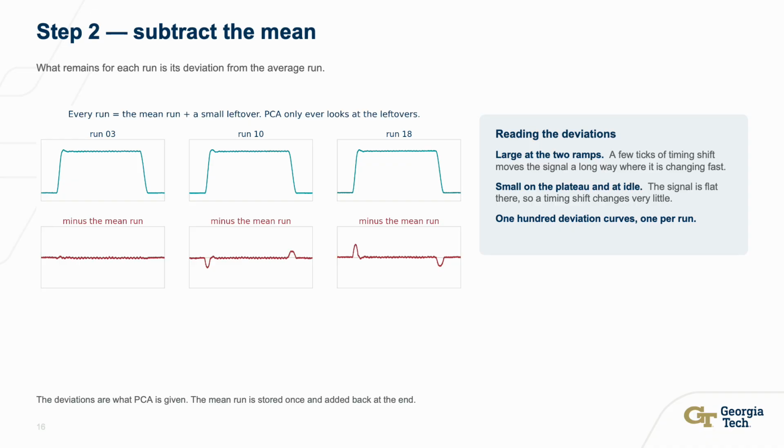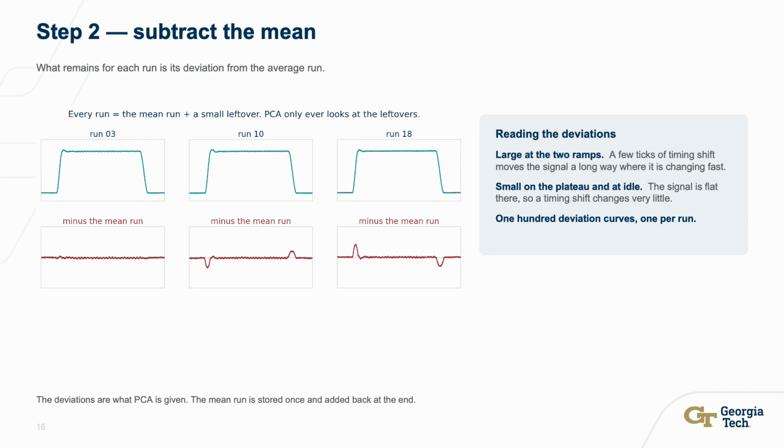The bottom row shows the same 3 after subtraction. Those bottom curves are the deviation, and they are what PCA will actually be given. The mean run gets scored once and added back at the end. Look at where the deviations are large. 2 big wiggles both sitting on the ramps. Almost nothing on the plateau or at idle.